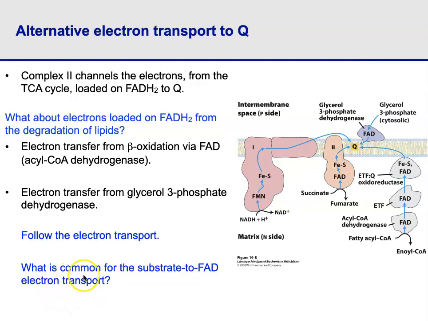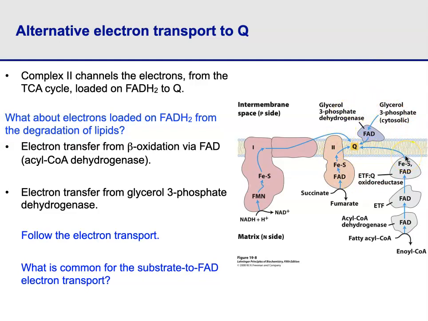So, what is common for the substrate to FAD electron transport? FAD from TCA goes through complex 2, FAD from beta oxidation goes directly to Q, even circumventing complex 1 and complex 2, and electrons from glycerol degradation, or FAD molecules that are in the cytosol, come in to glycerol triphosphate dehydrogenase, again loaded directly on Q. So what is common so far between all of them?